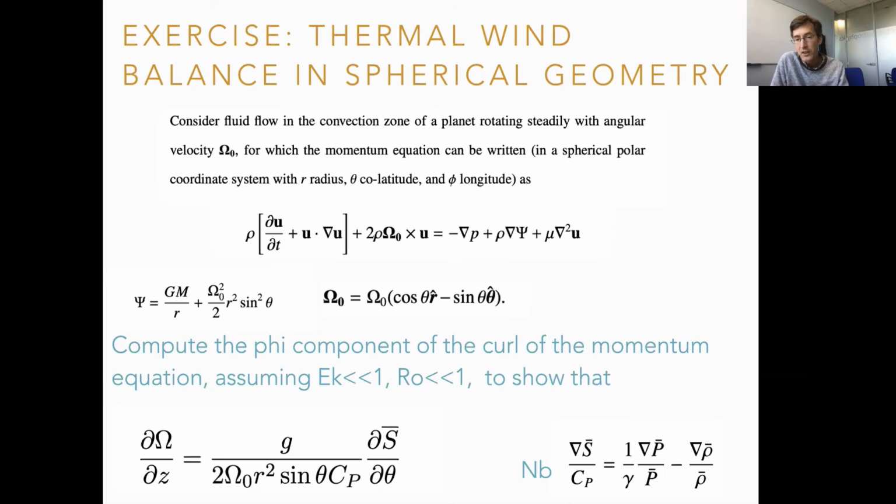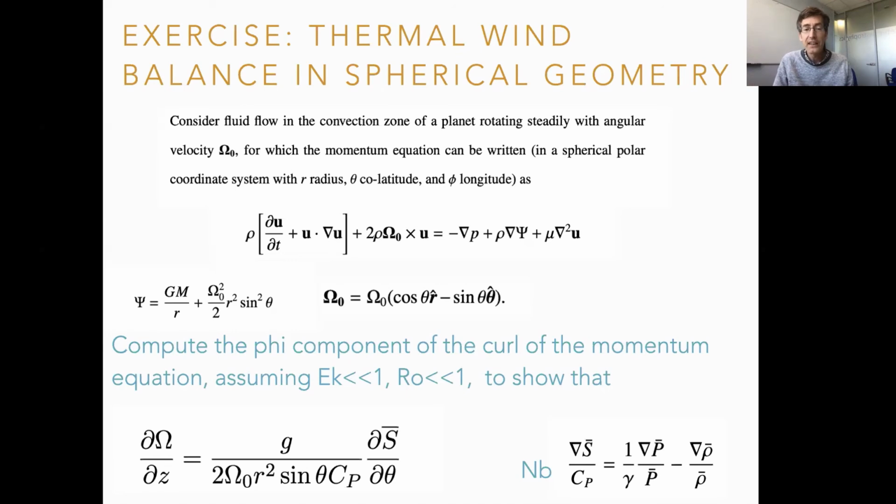If you want to write it in that way, you'll need to use the fact that you need a link between the entropy gradients and pressure and density gradients. So it looks something like the thing on the bottom right here. Okay, so what does this mean? This is kind of why I've prattled on about geostrophic balance and thermal wind balance for a second.